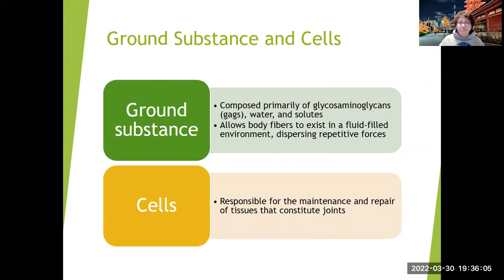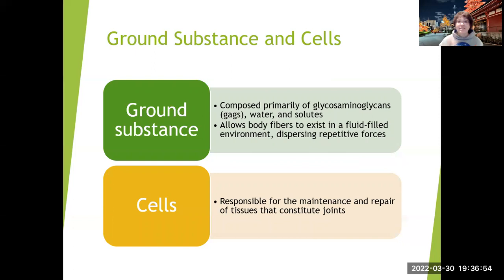So the ground substance is primarily composed of glycosaminoglycans, or GAGs, water, and then dissolved chemicals, so solutes. Water is the solution, and the dissolved chemicals are the solutes. The ground substance allows body fibers to exist in a fluid-filled environment, and it disperses repetitive forces. So as we get older, our ground substance becomes more dehydrated, and so we're more prone to connective tissue injuries like sprains, rotator cuff tears, that sort of thing. So when our ground substance has less water in it, it is less able to disperse repetitive forces.